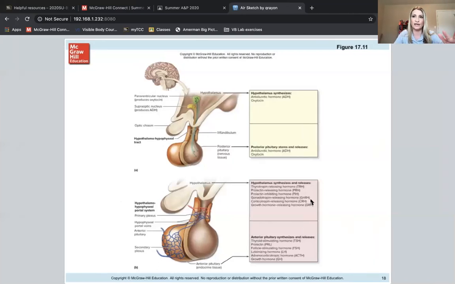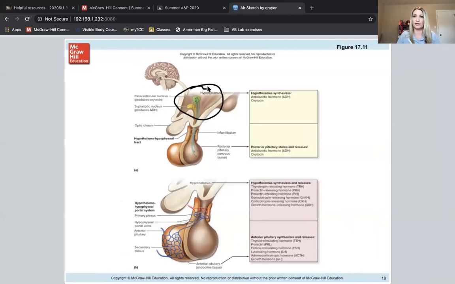So the hypothalamus, if you recall where that is or what that looks like, hopefully you got to look at the Visible Body at this point. And if not, you'll get to that and you'll see that it's that area above the pituitary gland. So the hypothalamus is this whole area right here, okay?